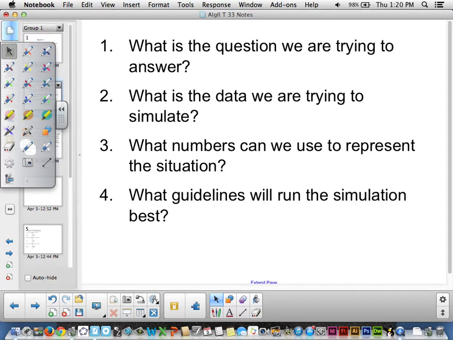What's the question we are trying to answer? We want to make sure we know that. What is the data we are trying to simulate? What numbers can we use to represent the situation? And what guidelines will run the simulation best? So let's look at a couple simulations, run through them, and look at our results.